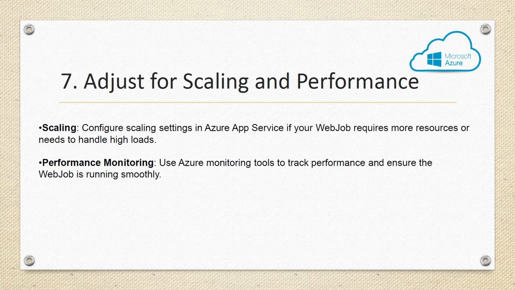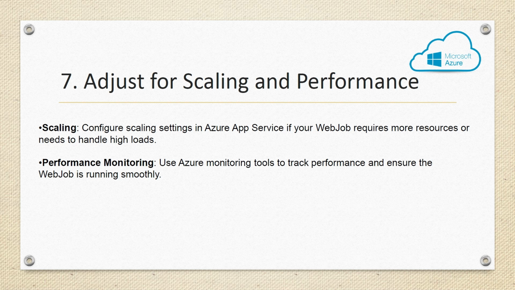Adjust for scaling and performance. Let's suppose we have converted the Windows service to a WebJob. What kind of scaling and performance help will it give? Scaling: configure scaling settings in Azure App Service if your web jobs require more resources or need to handle high loads. Let's suppose the web jobs have high loads. What you need to do is configure the scaling settings. We have scaling settings in the Azure App Service, and you can configure them for more resource handling.